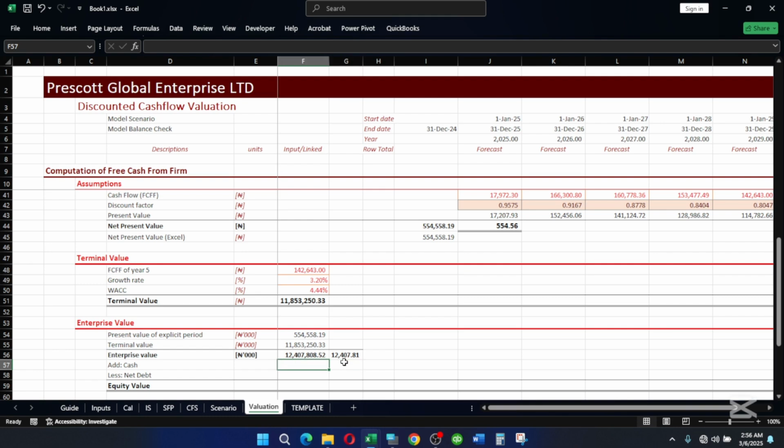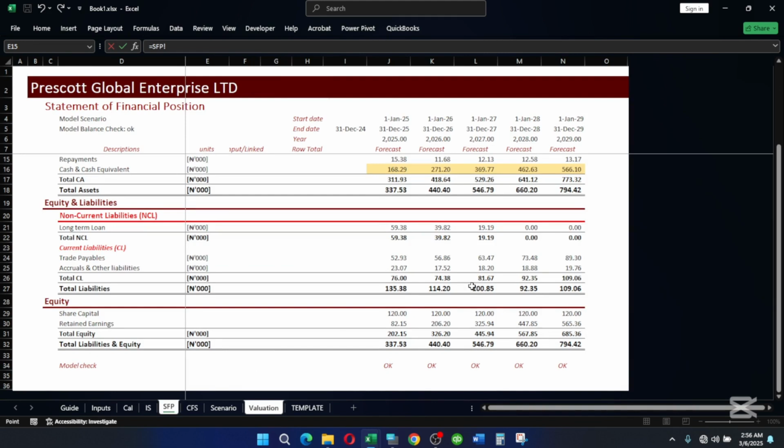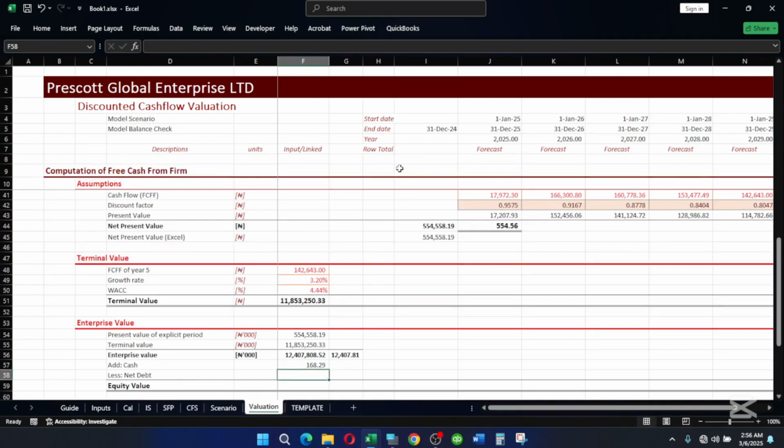So that is why we have the cash. I also have to less the net debt from it to have the equity value here. We are going to see that shortly, so let's just do that immediately. We are now going to link our cash. Our cash is gotten from our SFP, our statement of financial position. This is our cash equivalent. You link it. You have to remember to multiply it by the divisor in order to get the same value, right?